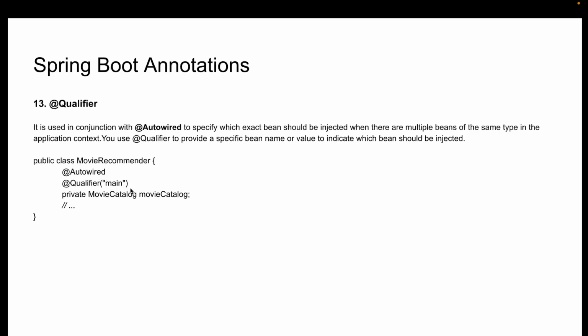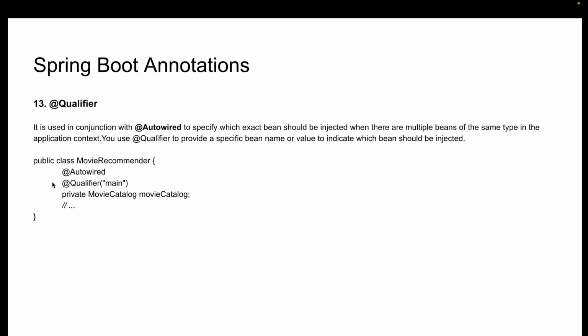Now to simplify things, what you can do along with that @Autowired, so @Autowired is basically injecting your dependency, and @Qualifier basically helps. In the @Qualifier annotation, you can pass the name of the movie catalog. Let's say one of the movie catalogs was named main and the other was secondary. So you want to call the main movie catalog. In the qualifier, you can just pass the name of the movie catalog that you want to call.